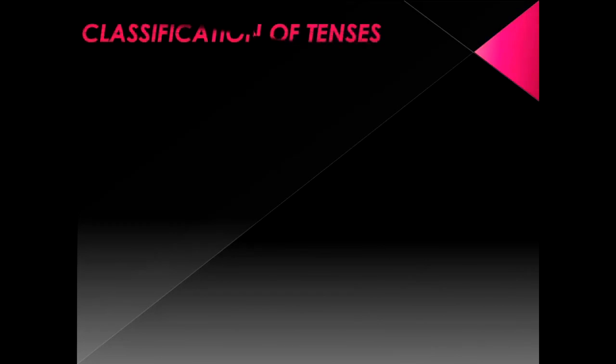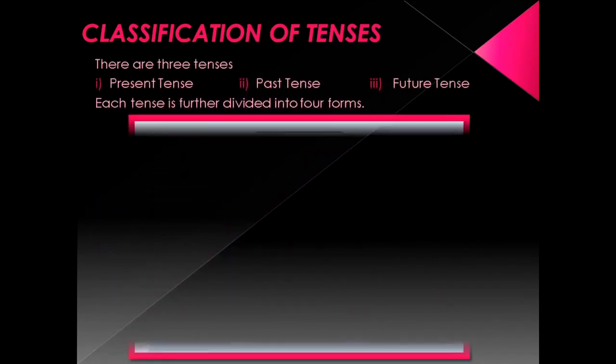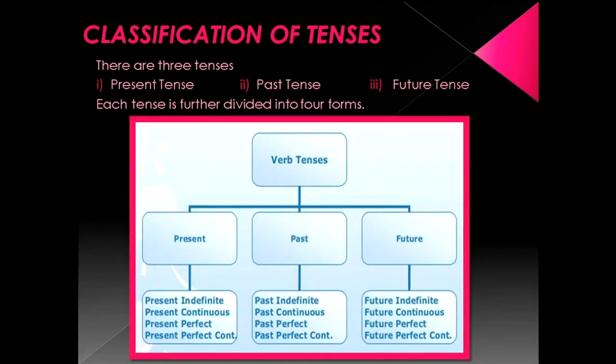As I proceed further, let's see how tenses have been classified. Now we already know that tenses are of 3 types: present tense, past tense and future tense. Now each tense is further divided into 4 forms. Now look at this diagram given here. Verb tenses have been divided into present, past and future tense. Now present tense is further divided into 4 forms: present indefinite, present continuous, present perfect and then present perfect continuous.